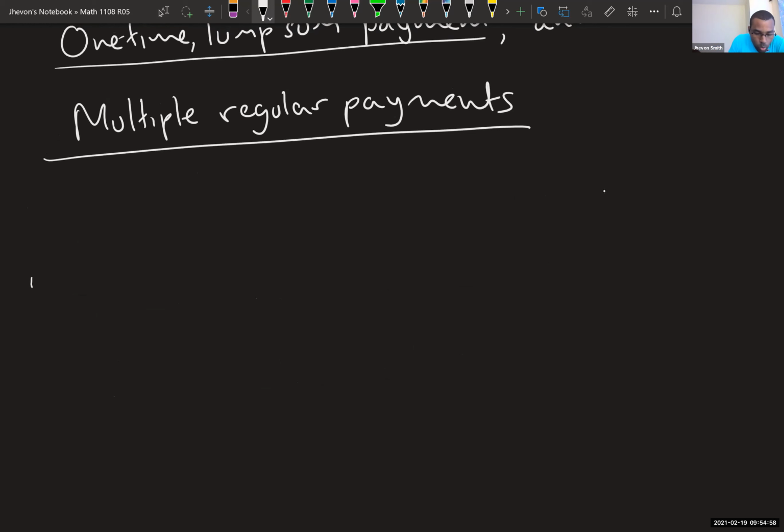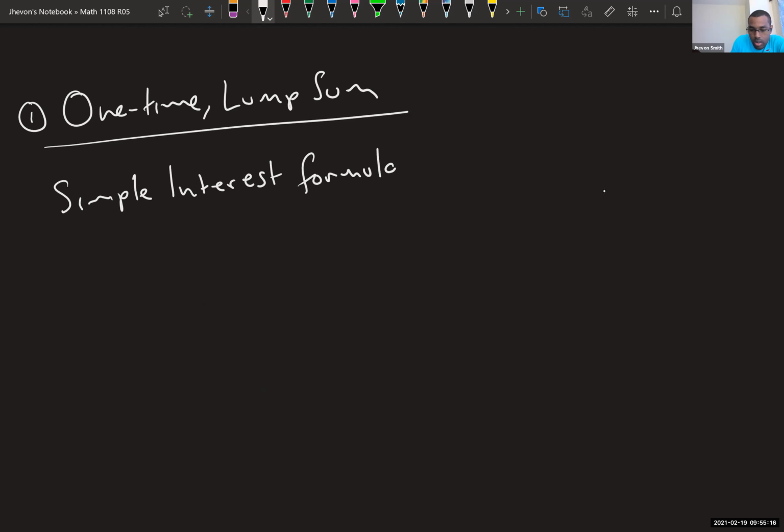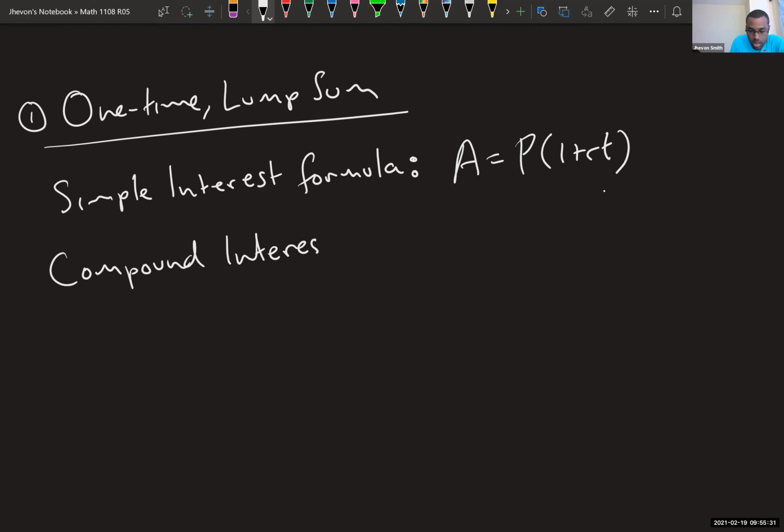So if we're in the one-time payment, one-time lump sum scenario, the relevant formulas are, well, the simple interest formula. So that was A equals P times (1 plus RT). You, of course, need to know the compound interest formula. That is A equals P times (1 plus R over N) to the NT.